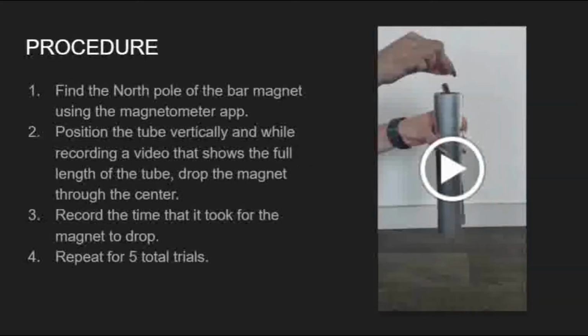For the procedure of the lab, first we found the north pole of the bar magnet using the magnetometer app. We'll position the tube vertically, and while recording a video that shows the full length of the tube, drop the magnet north side down through the center. We're going to be recording the time that it takes for the magnet to drop and repeat for a total of 5 trials.